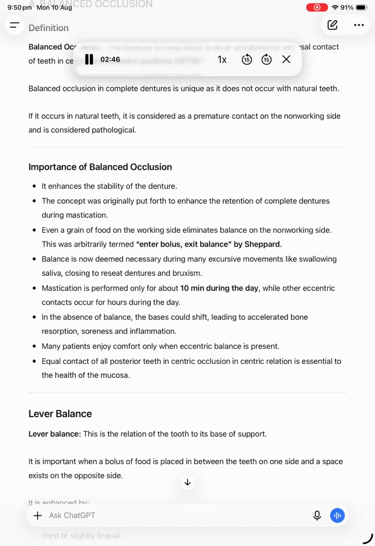Mastication is performed only for about 10 min during the day, while other eccentric contacts occur for hours during the day. In the absence of balance, the bases could shift, leading to accelerated bone resorption, soreness, and inflammation. Many patients enjoy comfort only when eccentric balance is present. Equal contact of all posterior teeth in centric occlusion in centric relation is essential to the health of the mucosa.